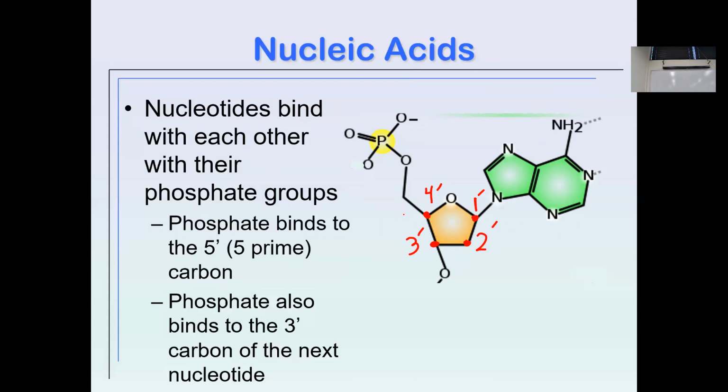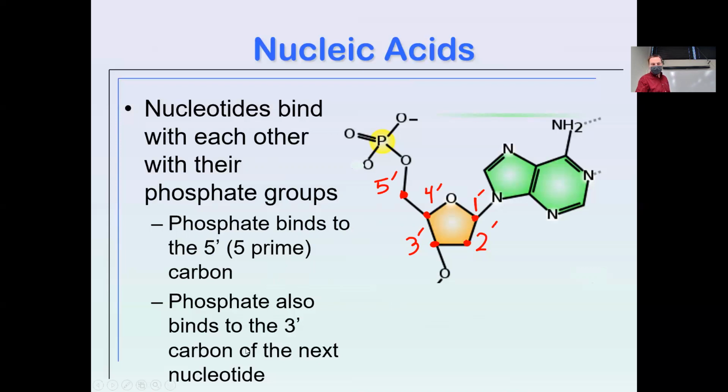So where's the 5th one? Well, the 5th one is this corner right here. That is the 5' carbon. The 5' carbon is out there, and that branches off and goes to the phosphate group. So the phosphate for this particular nucleic acid is going to bind to this 5' carbon.